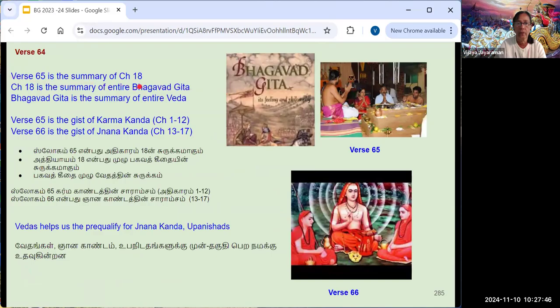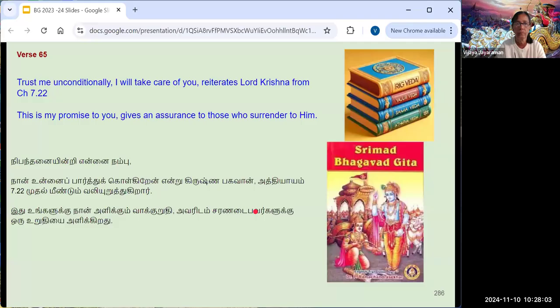Verse 65 is a summary of chapter 18. Chapter 18 is a summary of Bhagavad Gita. Bhagavad Gita is a summary of the entire Veda. Verse 65 is Karma Kanda. Verse 66 is Jnana Kanda. Vedas help us to pre-qualify for Jnana Kanda. Trust me unconditionally, I'll take care of you, reiterates Lord Krishna from chapter 7.22. This is my promise to you, gives an assurance to those who surrender unto him.